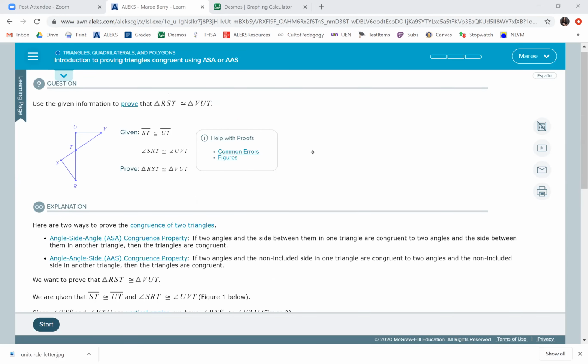So in this particular problem, they said ST is congruent to UT. So these two little ones here. And then angle SRT and UVT, so these angles. Then we'll also do vertical angles right here, RTS and VTU, because of vertical angles. So we had this angle way out here, the vertical angle, and then a side that is not between it. So in this particular one, we'll use AAS.